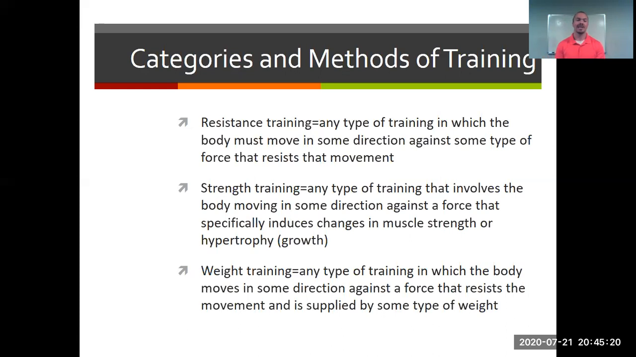And weight training is any type of training in which the body moves in some direction against force that resists the movement and is supplied by some type of weight. So this is a little bit more of our stereotypical fitness center or weight room activities where we're lifting free weights or machines or possibly some type of fun atypical movement like a tire flip or a sandbag curl or clean, kettlebell work, you name it. So all three terms are extremely similar and have a lot of overlap as well.